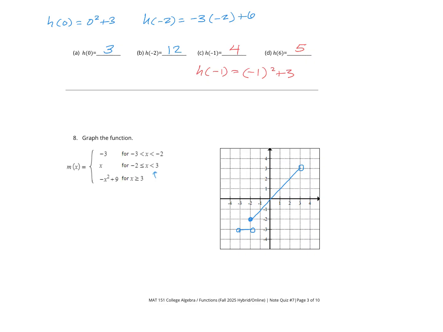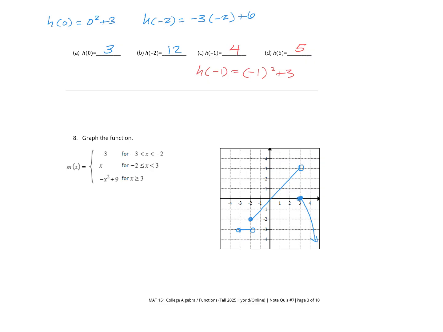And then finally, for this last piece, it's going to be negative x squared plus 9, and that's for anything greater than or equal to 3, which is right of 3. And so if you actually do stick a 3 in there, you get negative 9 plus 9, which is 0. So you're going to have this piece here being a filled in dot, and then you're going to get a little piece of a parabola going this way at the end. And that is the graph of that piecewise defined function.